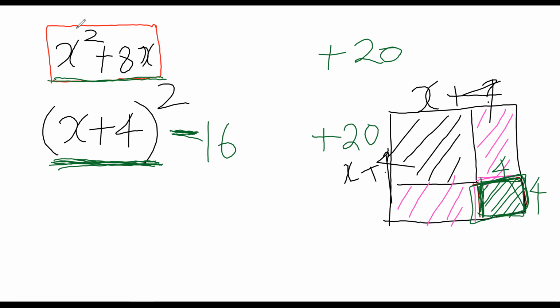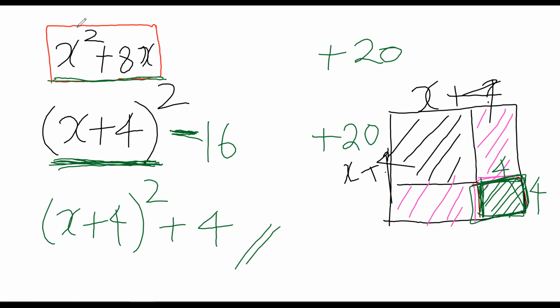So finally, your expression is going to be (x plus 4) to the power of 2 minus 16 plus 20, which gives you plus 4. That's how you complete your square.